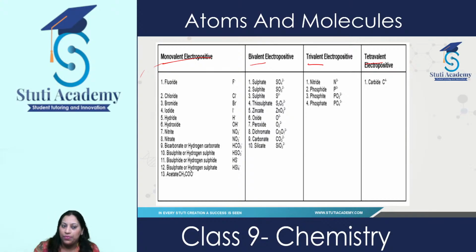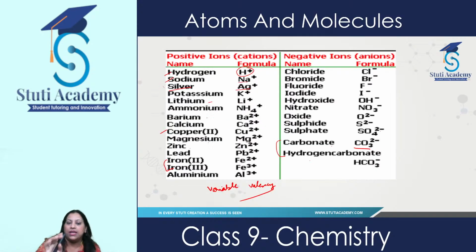Look at these examples. Fluoride, chloride, bromide, iodide, OH, NO2, NO3, H3O. So if they have one, monovalent. If they have two, we call them bivalent. And three, they are trivalent. And four, they are tetravalent. You need not learn this mono, bi, tri, tetra. Just remember, one means mono, two means di, three means tri, four means tetra. Only this table you need to learn.